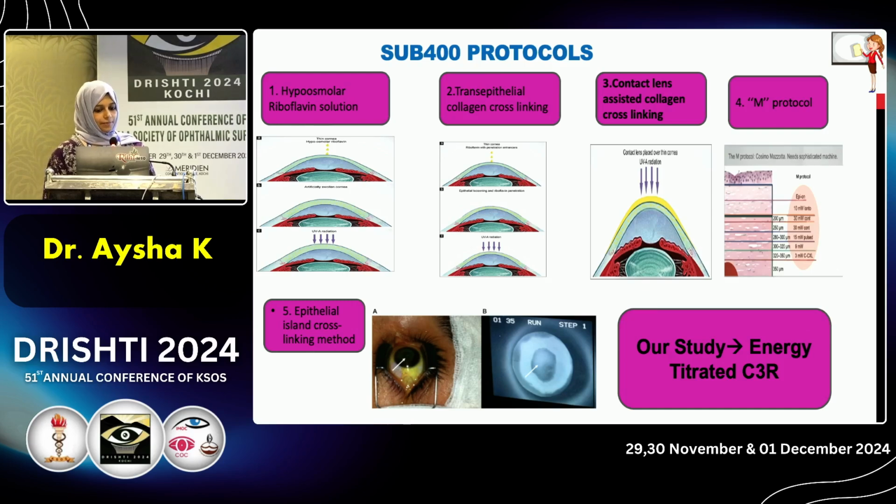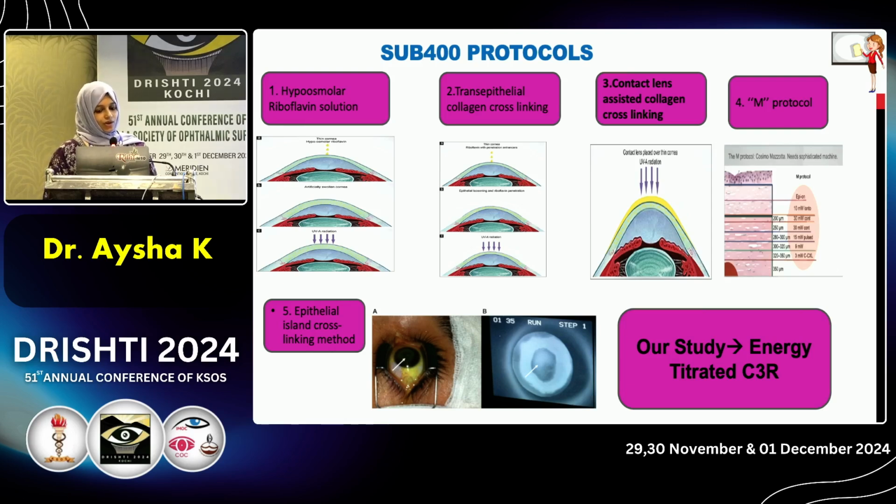Here come the sub 400 protocols. In order to prevent endothelial decompensation due to deeper penetration of the UVA irradiation, various methods have evolved. We can use hypoosmolar riboflavin solution to cause artificial swelling of the cornea, or transepithelial collagen cross-linking in which penetration enhancers are used, or a contact lens can be placed over the thin cornea. In the protocol, we can give pulsed or continuous irradiation on an alternate basis. And in the epithelial island cross-linking method, we keep the central cornea as such and remove only the peripheral epithelium.